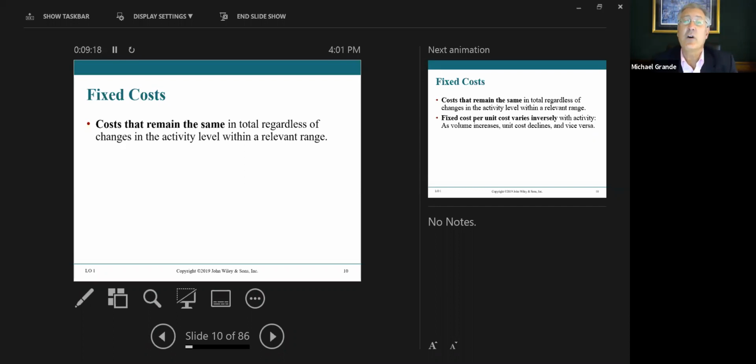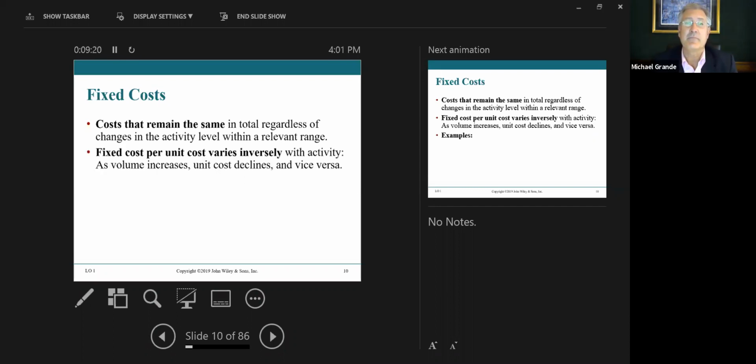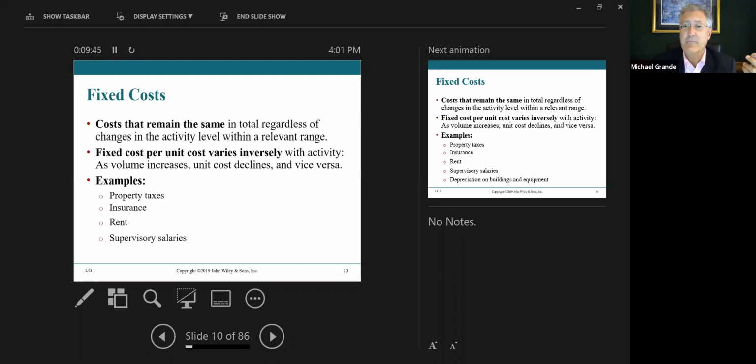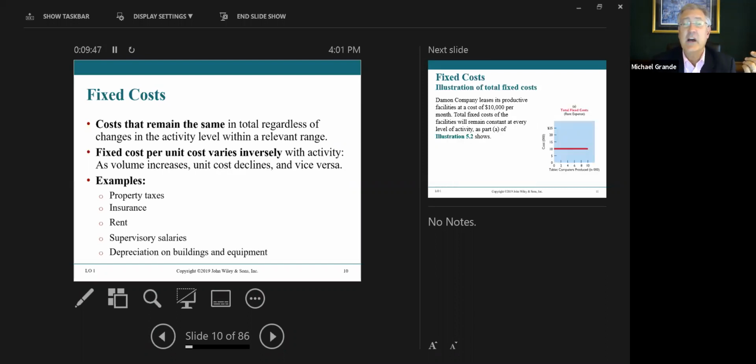Fixed cost per unit varies inversely with activity. As volume increases, the cost per unit declines. So some examples of fixed costs are property taxes. They don't change with activity. Insurance, rent, which we just talked about. Supervisory salaries, depreciation on buildings.